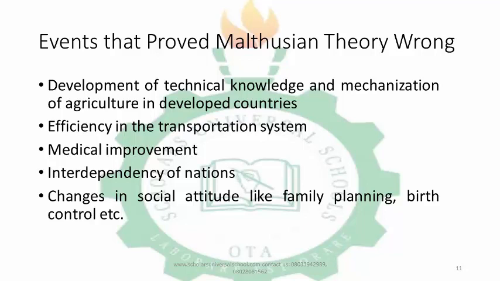So many countries, most especially the developed countries, have been able to put so many things in place that helps to checkmate or reduce the rate of population growth in that country. Things like family planning and ways of having birth control. So all these events that happened or that occurred has proved the Malthusian theory to be wrong.